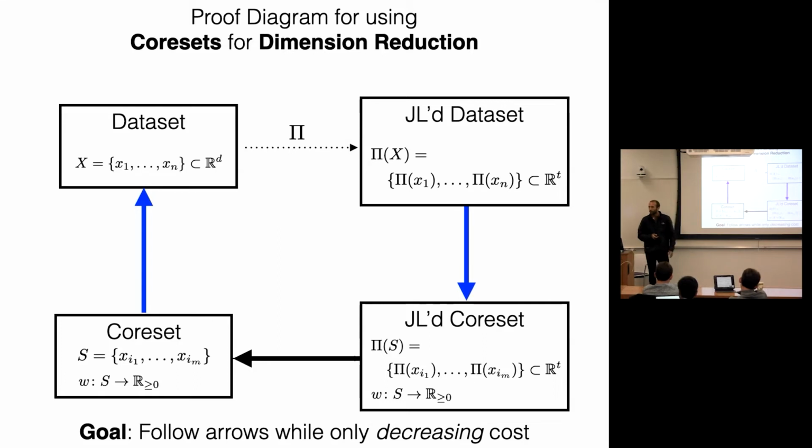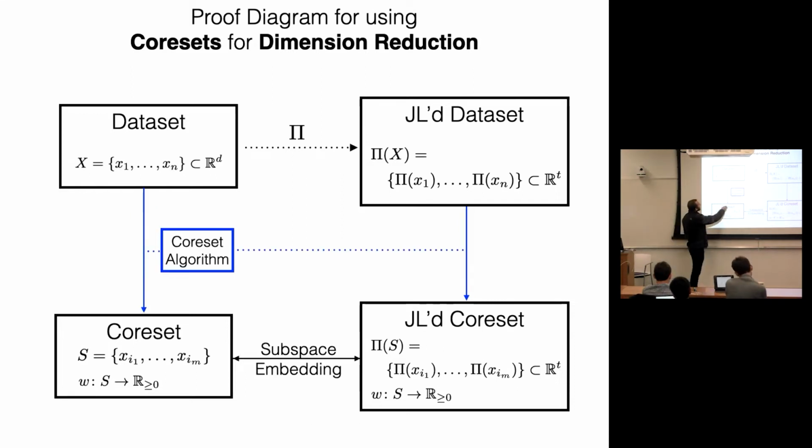Wait, I may have missed this, but you constructed the coreset and then you did JL on the coreset. That's potentially not a coreset for the JL dataset. That's right. When you do the reverse direction, you're constructing a different object. So I said it would be nice if the diagram commuted. And if the diagram commuted, if I could prove that running the coreset algorithm on my original data and then applying JL gives a coreset for the original data, then I'm in good shape. Right?